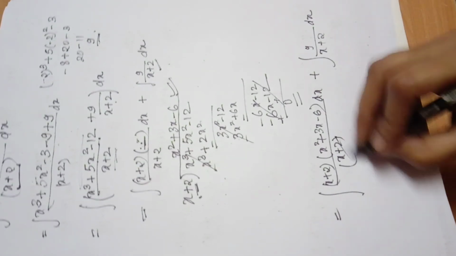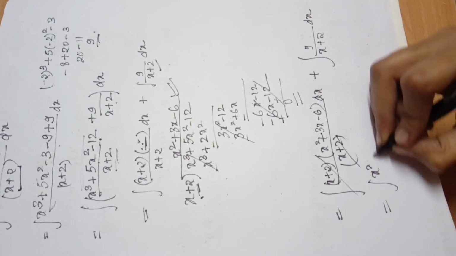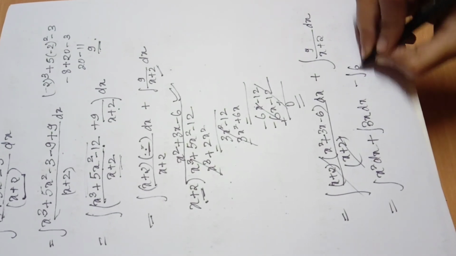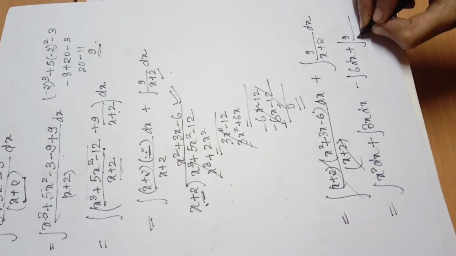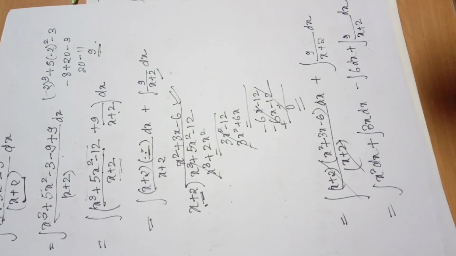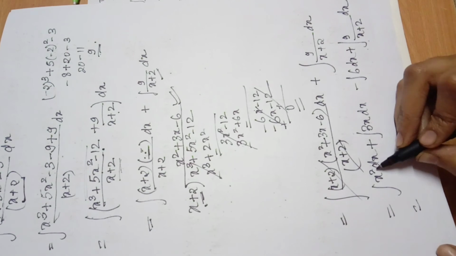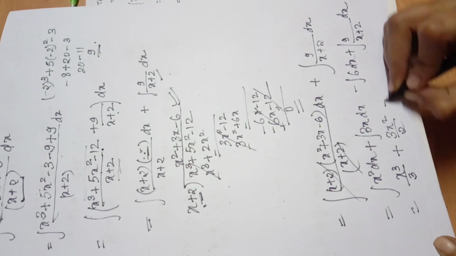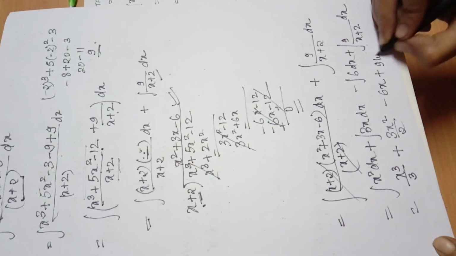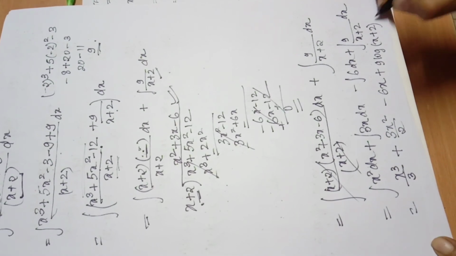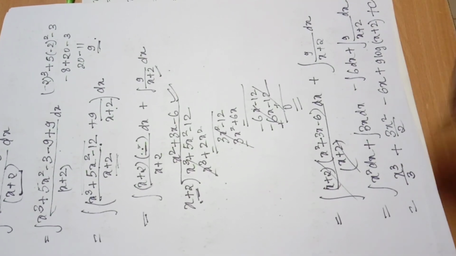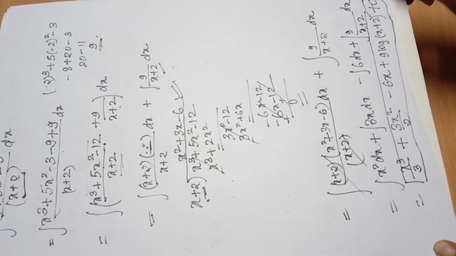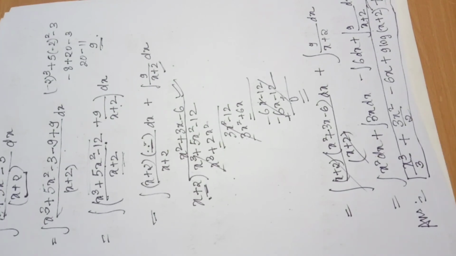Okay, now I can easily cancel this, and now it looks very simple. I just split it element by element, right? Now we already know this is what? x squared, so this will be x cubed by 3. This will be 3x squared by 2. This will be 6x. This will be 9 log x plus 2 plus a constant c. So this is my final answer for this question.